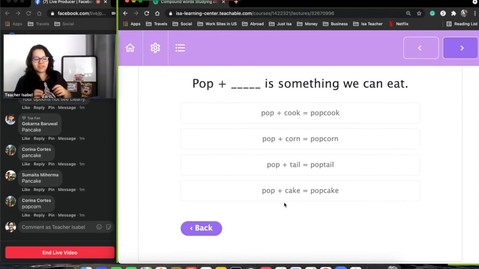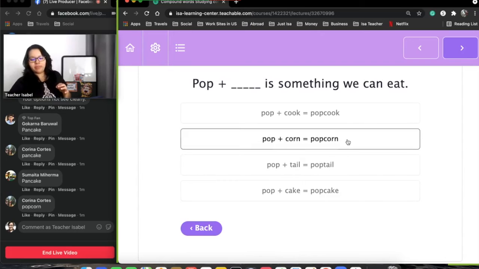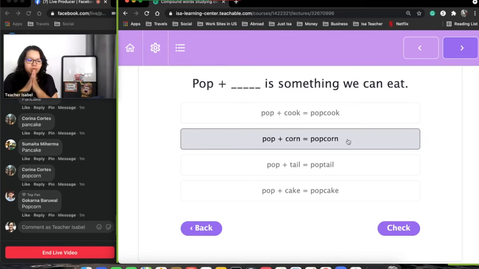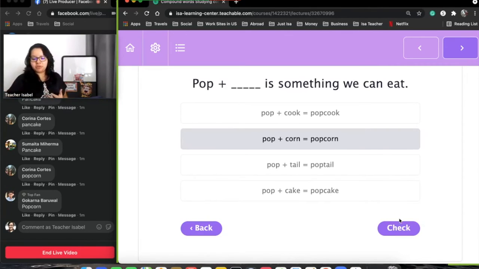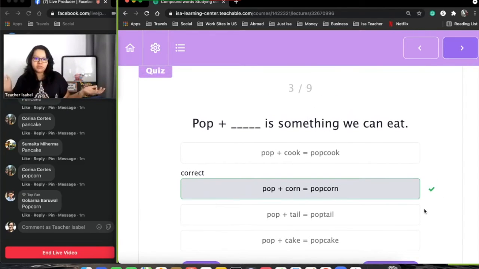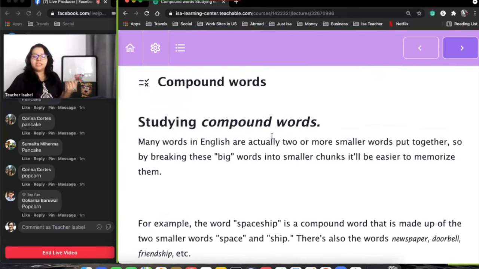I've got popcorn in the chat. Popcorn, popcorn. Anyone else have any thoughts? Yes, popcorn. I've got 2 votes for popcorn. We're going for it. Very good. Alrighty, so there are tons of different compound words, of course. But yeah, I would suggest studying compound words.